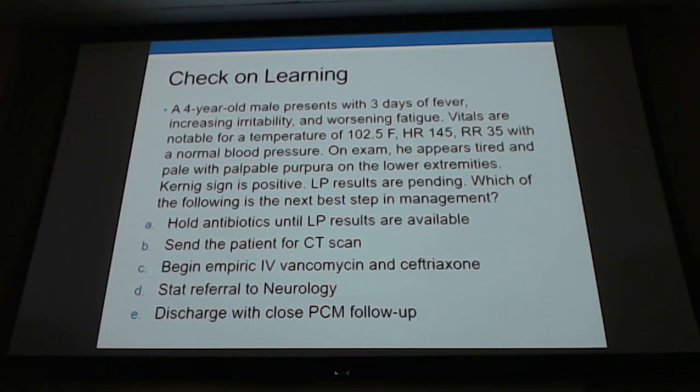Okay, a couple of questions here. A 4-year-old presents with 3 days of fever, increased irritability, what are you already thinking? Meningitis, and worsening fatigue. Vitals are notable for a temperature of 102.5. Do we have a fever? Yes, we do. Heart rate of 145, respiratory rate of 35, normal blood pressure. A little bit high there. On exam, he appears tired and pale with palpable purpura on his lower extremities. What is that? Neisseria. Neisseria meningitis. Yep. Kernig sign is positive. LP is pending. What do you do?